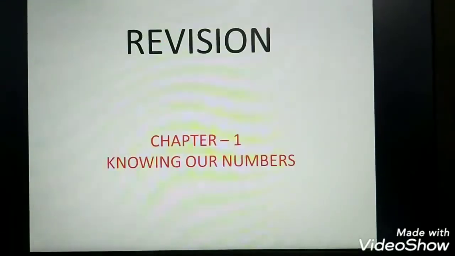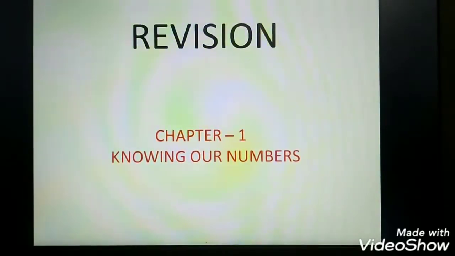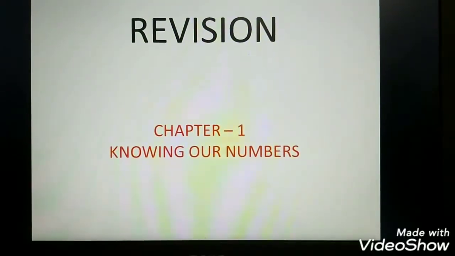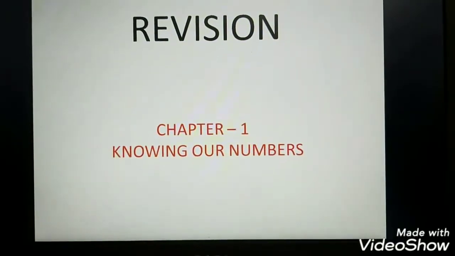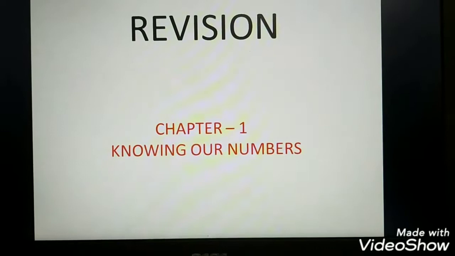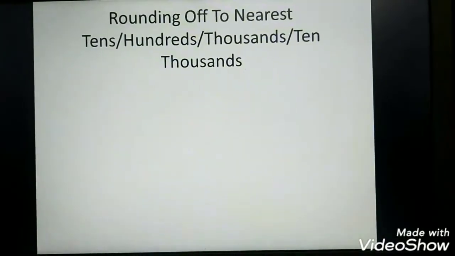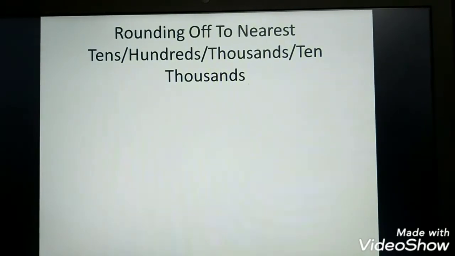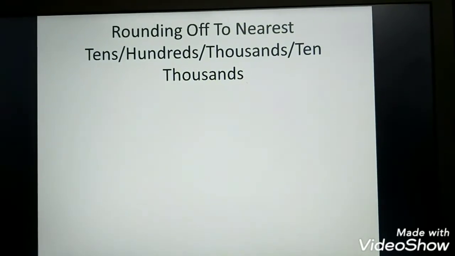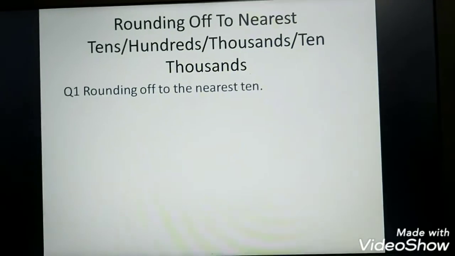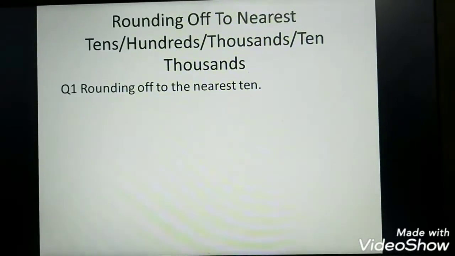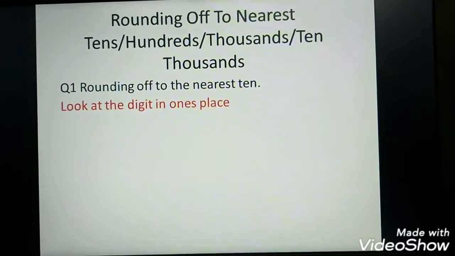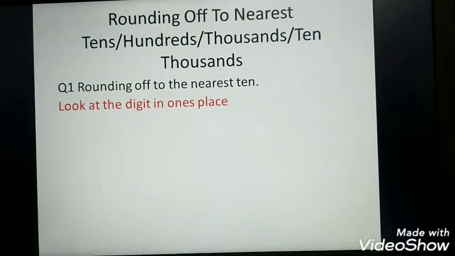In today's video, we will revise chapter 1 again, knowing our numbers, because in the previous video we covered some of the topics, and in today's video we will cover the rest of the topics. Now, the first topic is rounding off to nearest tens, hundreds, thousands, and 10,000. So the first question is rounding off to the nearest 10. While rounding off to the nearest 10, you will look at the digit in ones place.